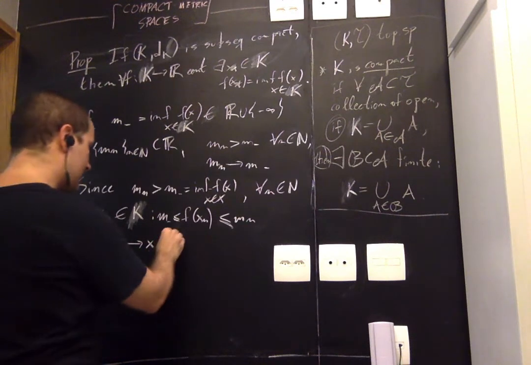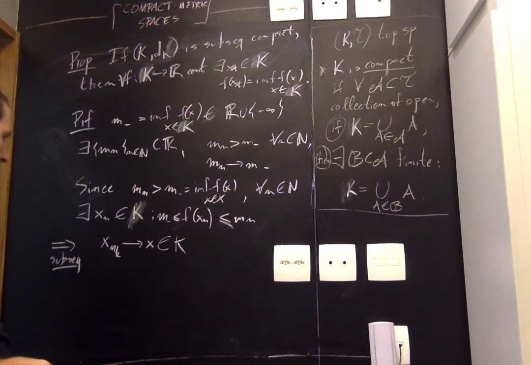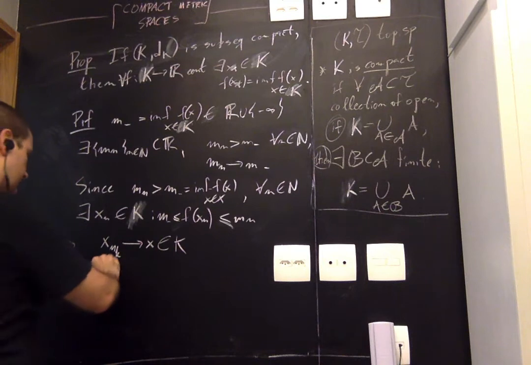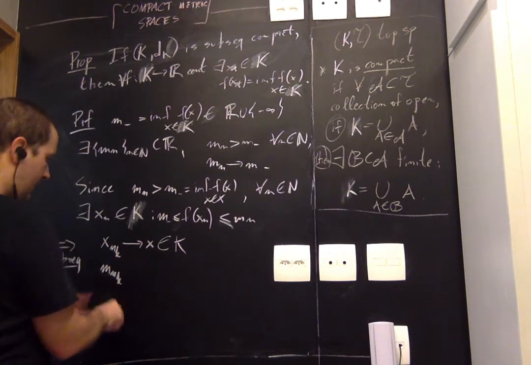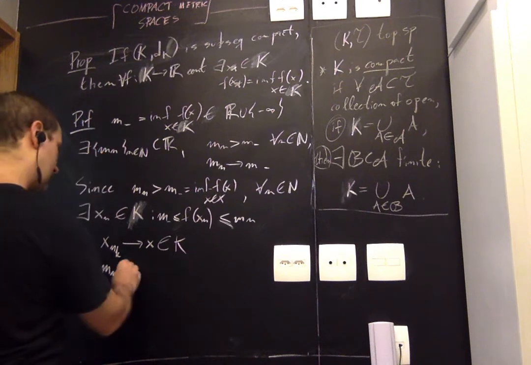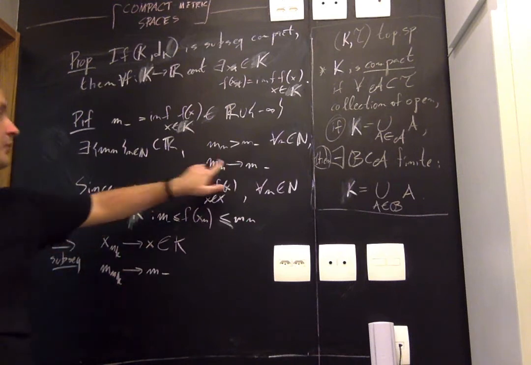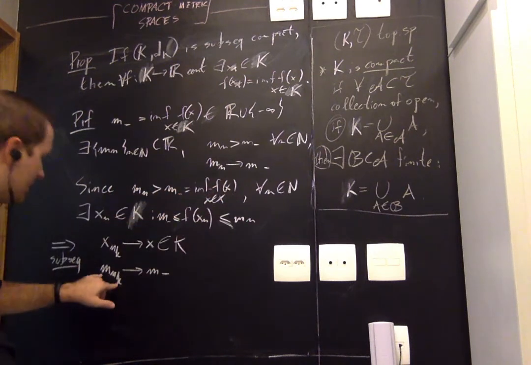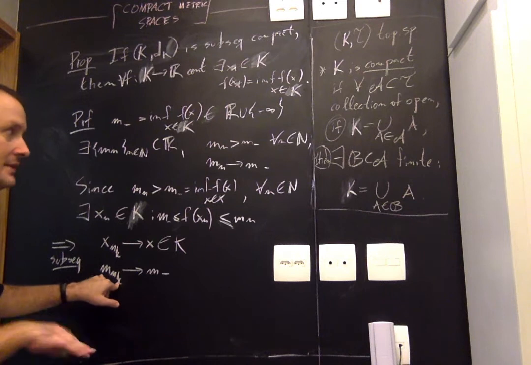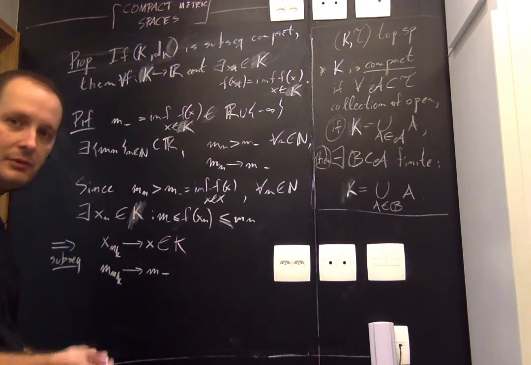So I can take a subsequence that converges to x sub k. I also know, well, m sub n sub k, so I take the corresponding sequence of these values, and this has to converge to m minus. Why is that? Well, I have a convergent sequence of real numbers. Now I'm taking a subsequence. That subsequence must have the same limit as the original sequence. That's a theorem about analysis over the real line, as usual.